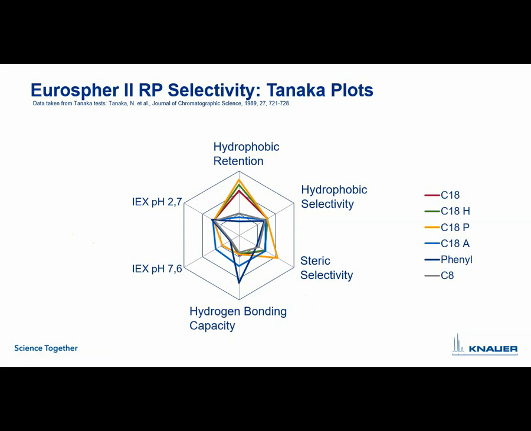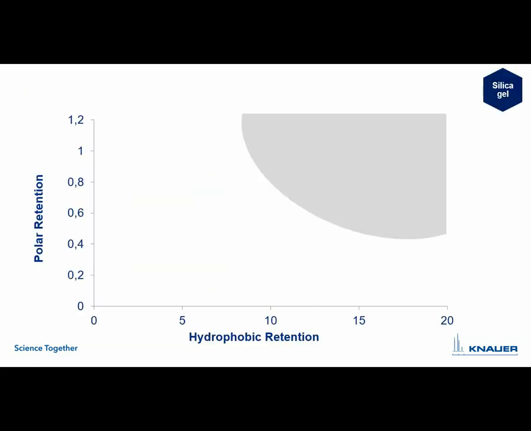As I told you before, the most important things are hydrophobic retention and hydrogen bonding capacity, and maybe the steric selectivity. But if we first look at hydrophobic and hydrophilic interaction of columns, we can take these 2 values and just plot them against each other to compare columns in a more easy way, because it's a good starting point to watch these 2 interactions for reversed phase columns. So we have here the polar retention and here the hydrophobic retention, values coming out of the Tanaka plots.